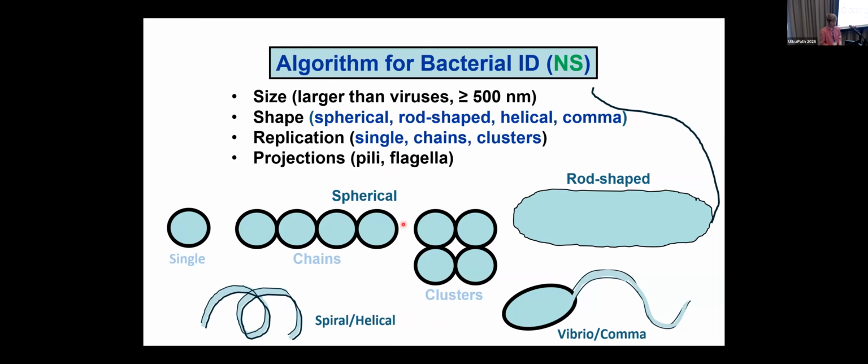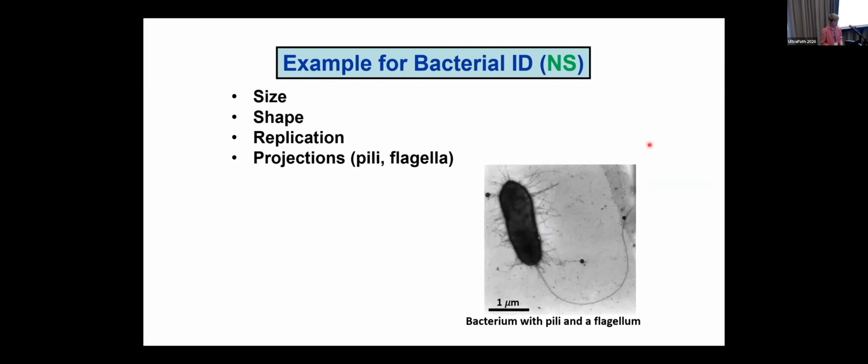Do they grow in clusters like grapes, or Staphylococcus? Are they rods? What are the projections? Do they have pili or flagella? On this one, I have drawn a long tail representing its flagellum. So size, shape, how it replicates, and the projections.